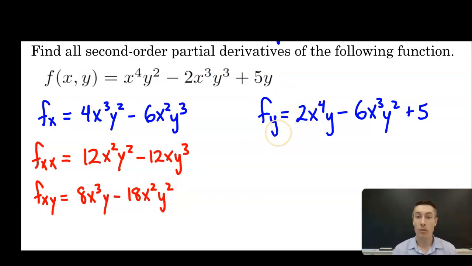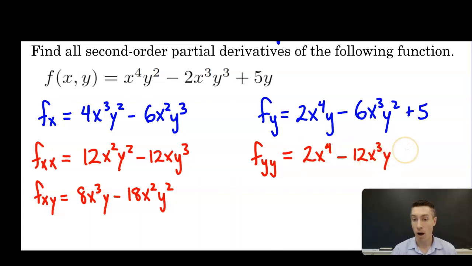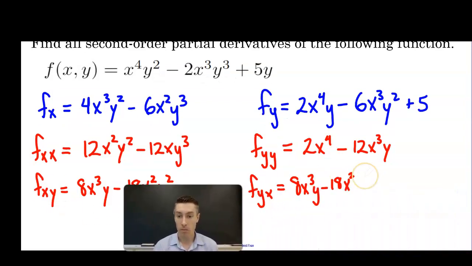And then we can start with the first order partial with respect to y, and then differentiate with respect to y again. So that would be 2x to the fourth minus 12x cubed y plus 0. And then we can go back to that first order partial, but this time differentiate with respect to x. So 8x to the third y minus 18x squared y squared.